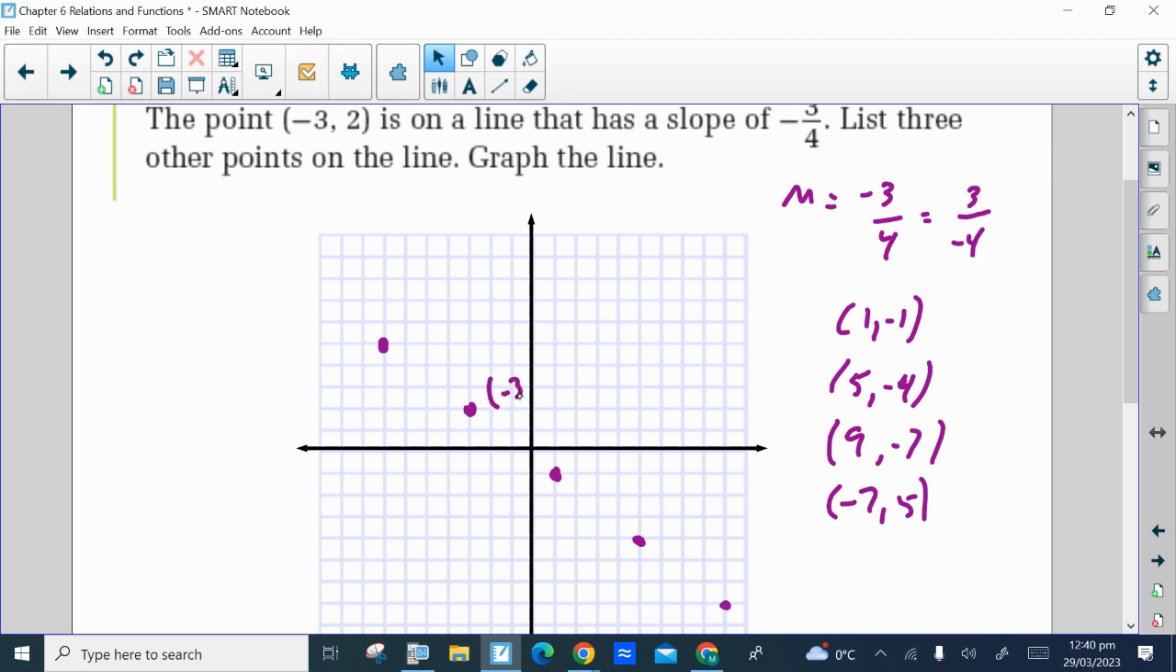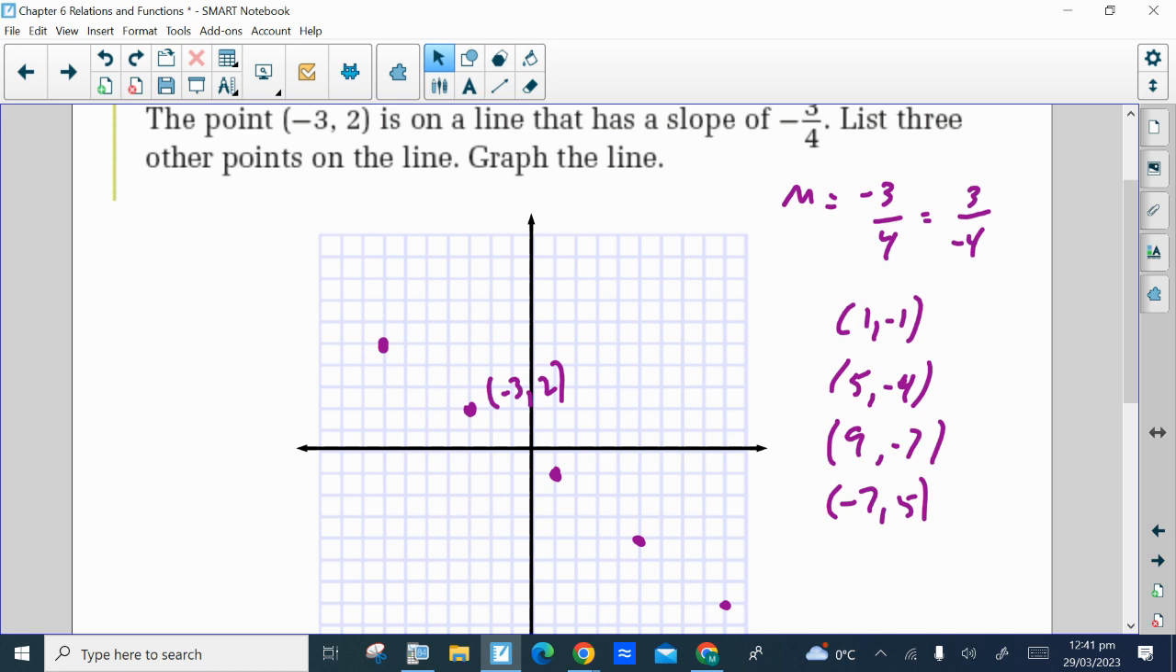And see, we also could have got that from the point negative 3, 2. If you rise positive 3, you're going to go up 3, which means the y value of 2 will be increased by 3. That's where the 5 comes from. And if you're running negative 4, you're going to the left 4. So from an x value of negative 3, if you go 4 to the left of that or subtract 4, it takes you to negative 7.